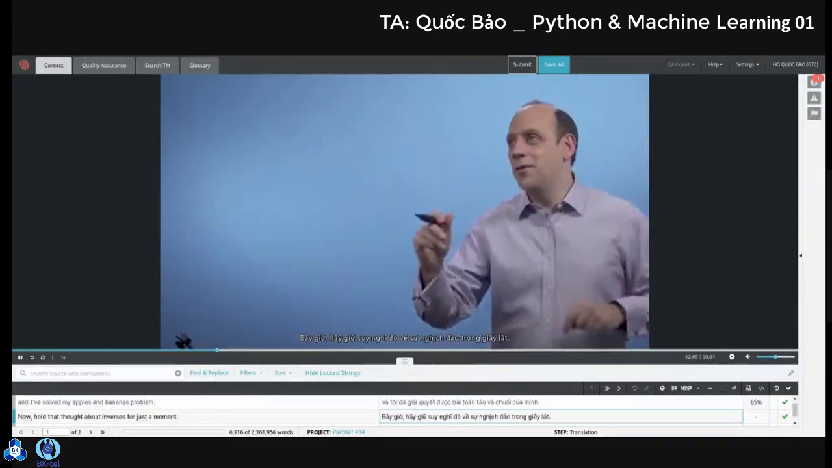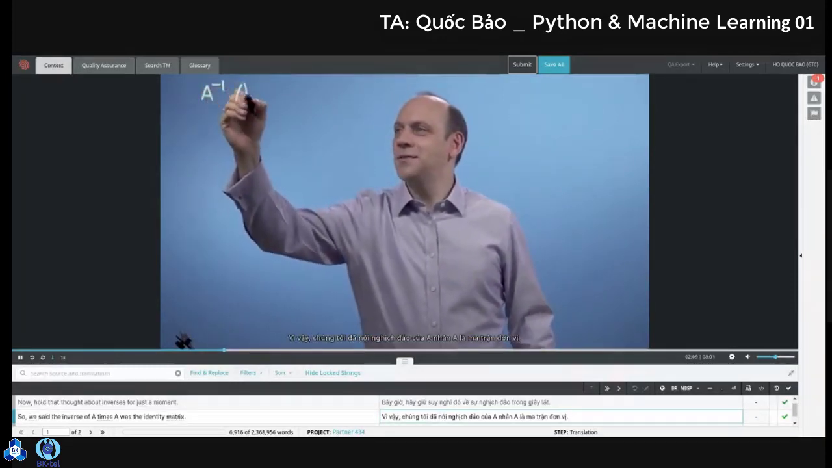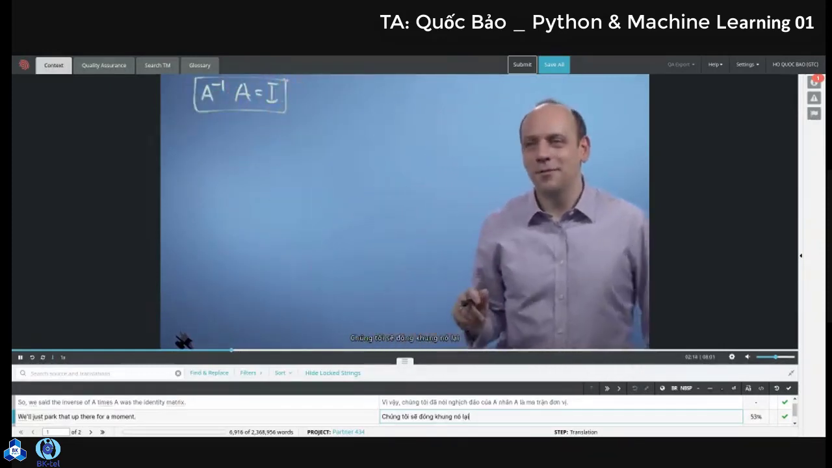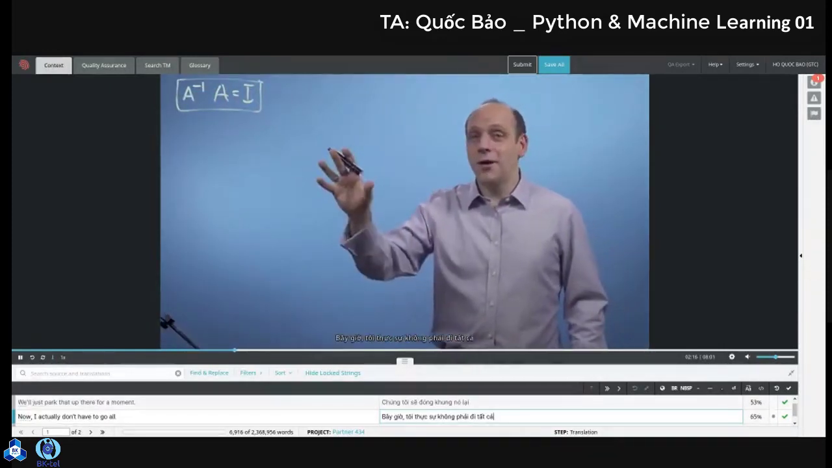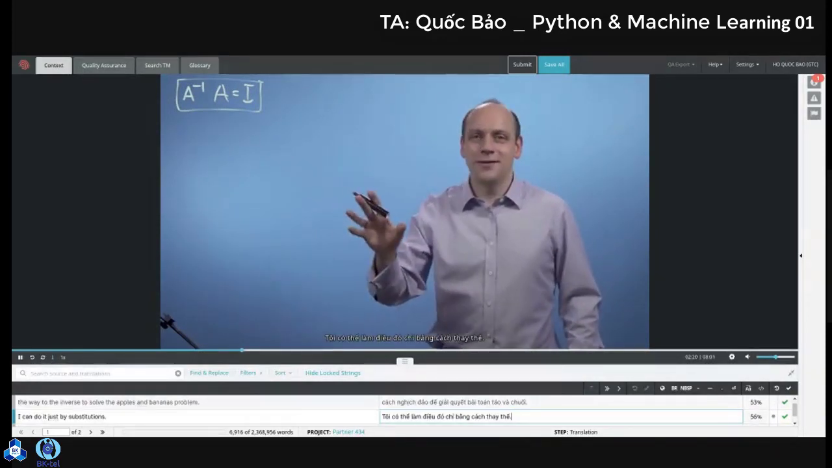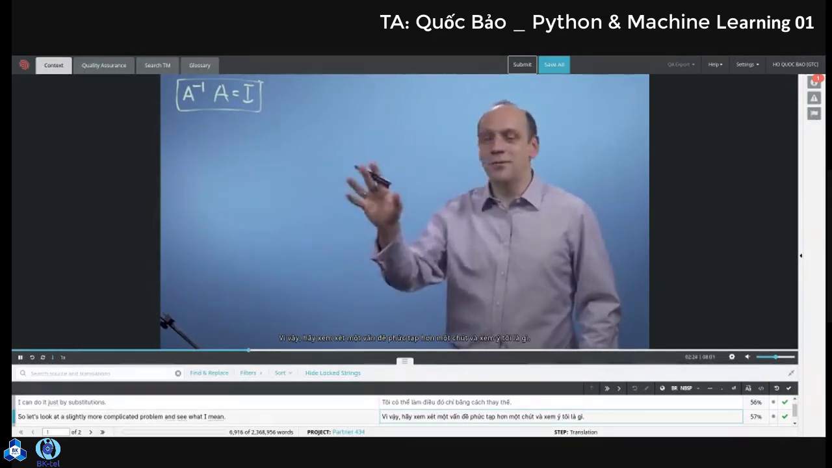Now, hold that thought about inverses for just a moment. So we said the inverse of A times A was the identity matrix. And we'll just park that up there for a moment. Now, I actually don't have to go all the way to the inverse to solve the apples and bananas problem. I can do it just by substitutions. So let's look at a slightly more complicated problem and see what I mean.